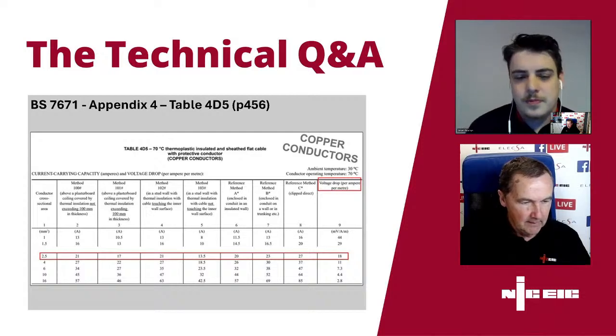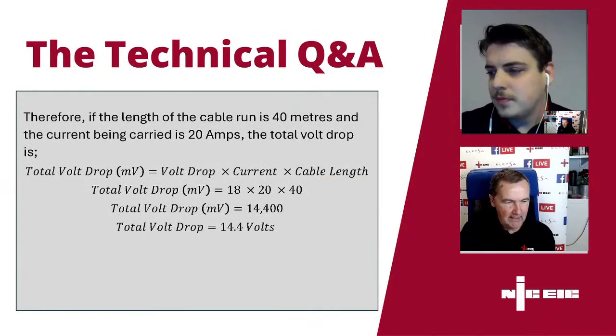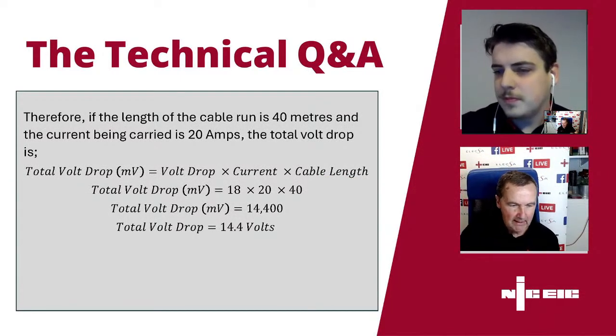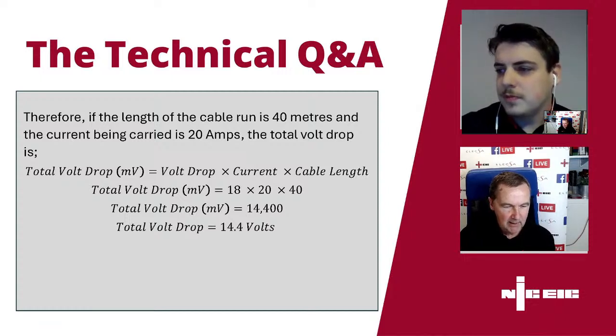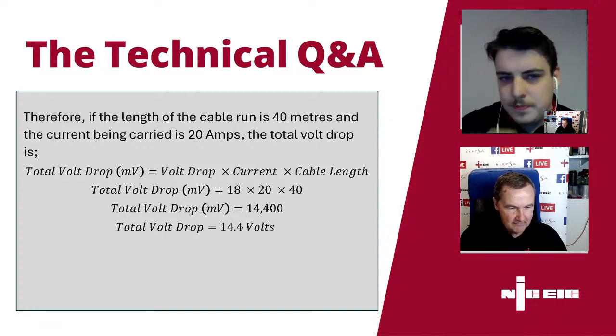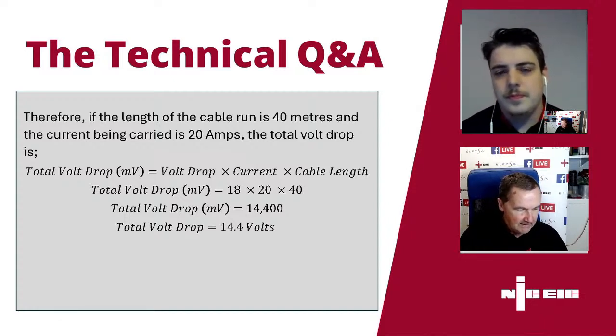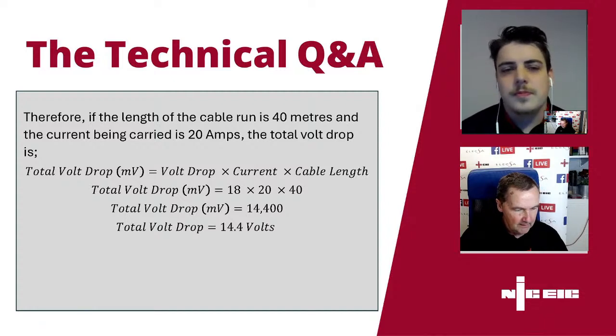And then looking at the calculation, we need to do the volt drop from the table, which was 18, multiplied by the current, which the question told us was 20 amps, and the cable length was 40 meters. So 18 times 20 times 40 gave us 14,400. And then always remember that the volt drop is in millivolts. So then to convert that to volts, we need to divide it by 1,000.